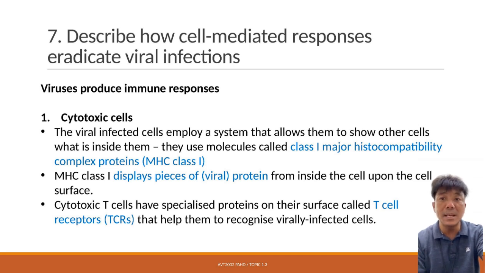If the cell is infected with a virus, these pieces of peptide will include fragments of proteins made by the virus. A special cell of the immune system called a T cell circulates looking for infections. One type of T cell is called a cytotoxic T cell because it kills cells that are infected with viruses with toxic mediators. Cytotoxic T cells have specialized proteins on their surface that help them to recognize virally infected cells. These proteins are called T cell receptors, TCRs.